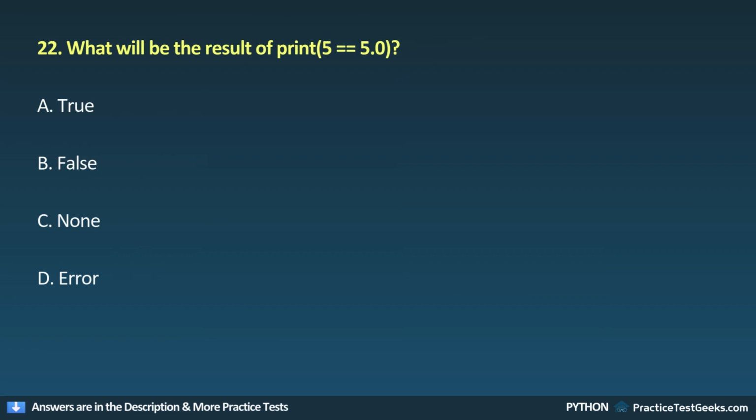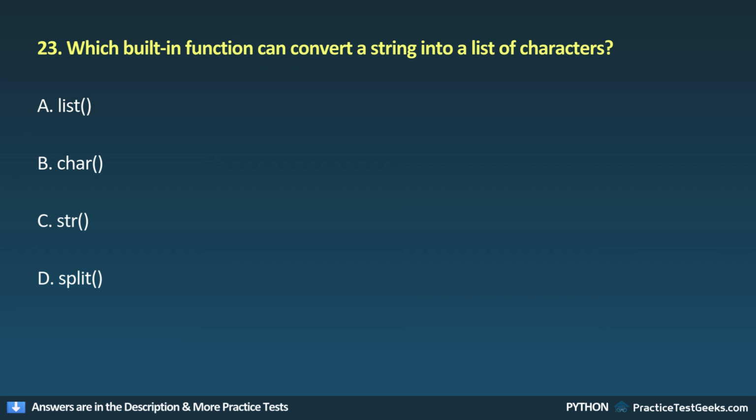22. What will be the result of print(5 == 5.0)? A. True. B. False. C. None. D. Error. 23. Which built-in function can convert a string into a list of characters? A. list. B. char. C. str. D. split.